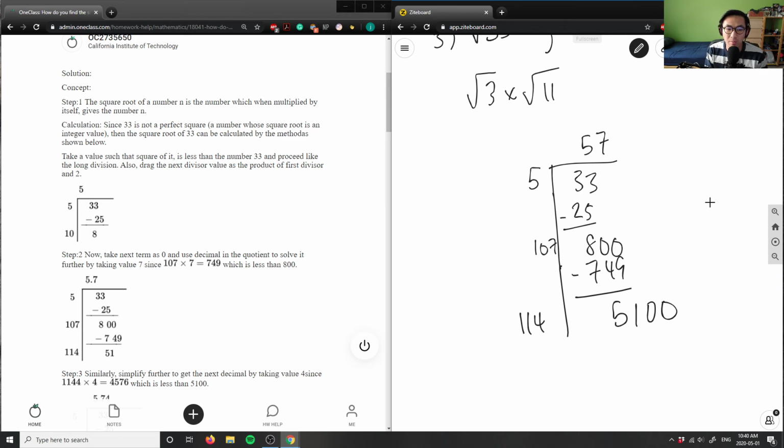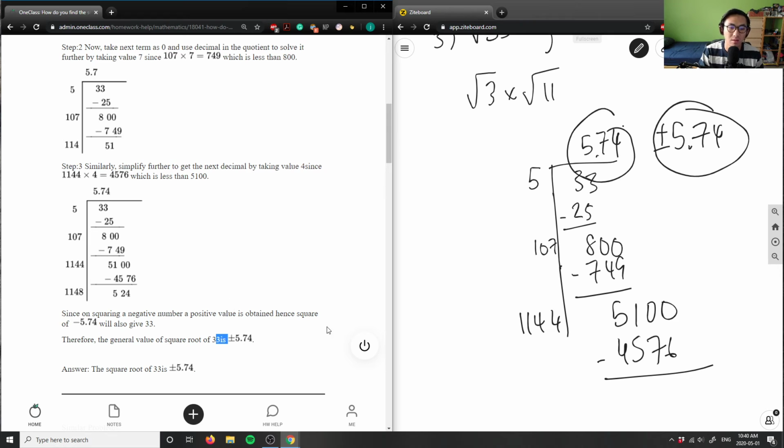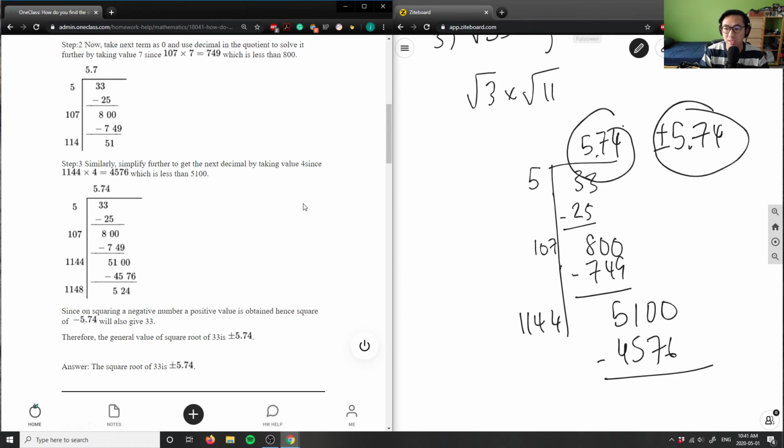So again, I'm looking for a number that is going to square into 5100. In this case, it would be 4, right? So this would be 4 on top. 1,144 times 4 is 4,576. So therefore, my square root of 33 is going to be plus or minus 5.74. And this will be my answer for this solution. And they also wrote 5.74, so the solution here is correct.